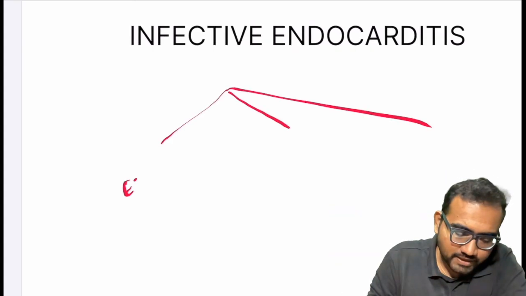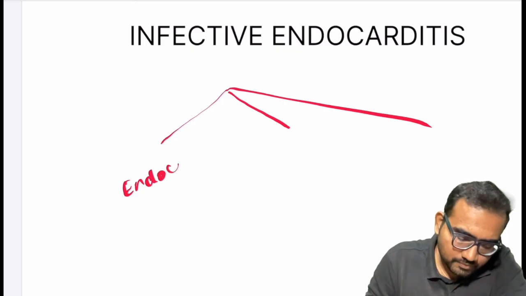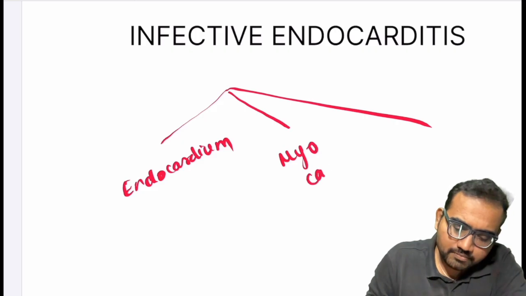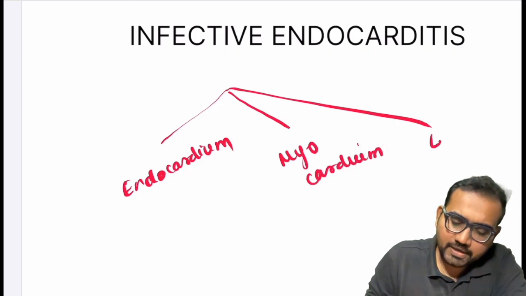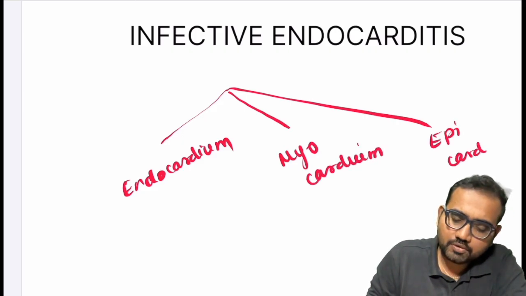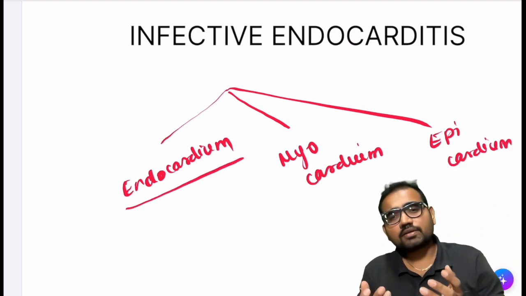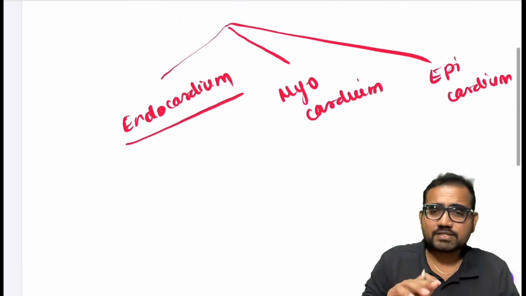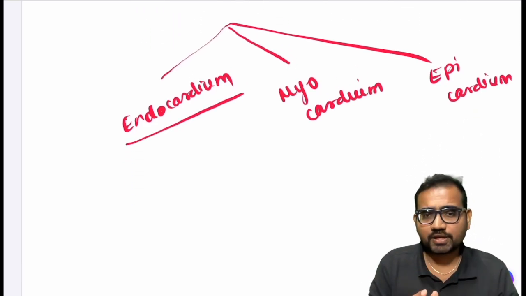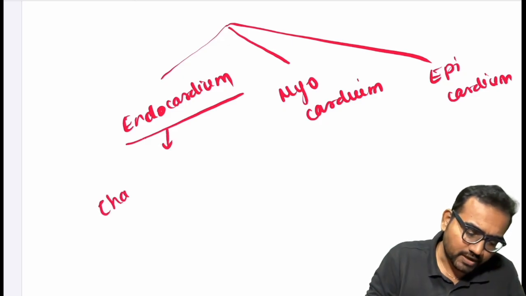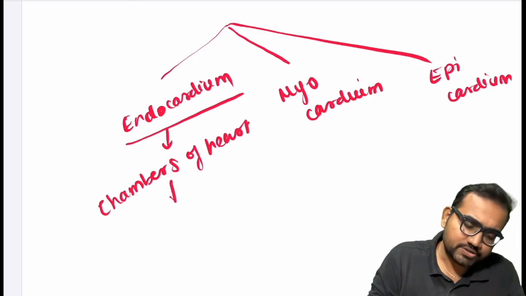So it is called the endocardium, myocardium, and epicardium. Okay. So we all know the endocardium is the one that lines the chambers of the heart. The heart has four chambers: right atrium, left atrium, right ventricle, left ventricle. So this lines the chambers of the heart. What is its function? It forms a thrombogenic surface.